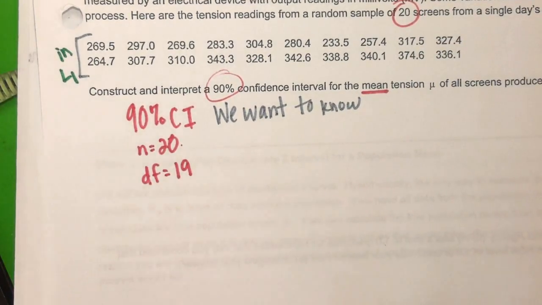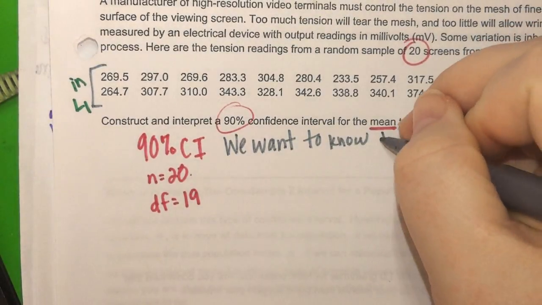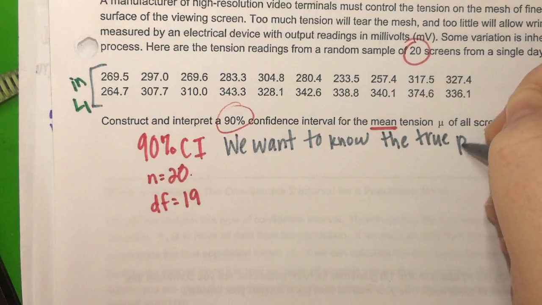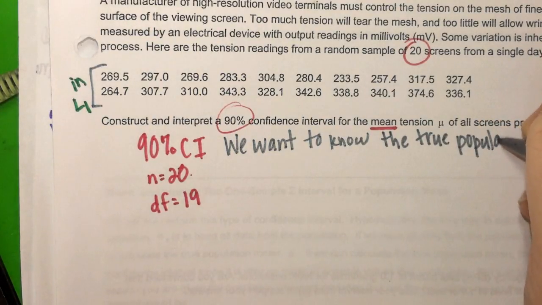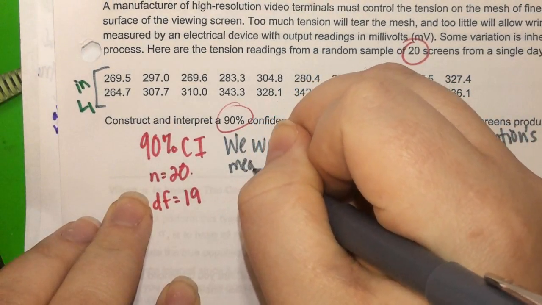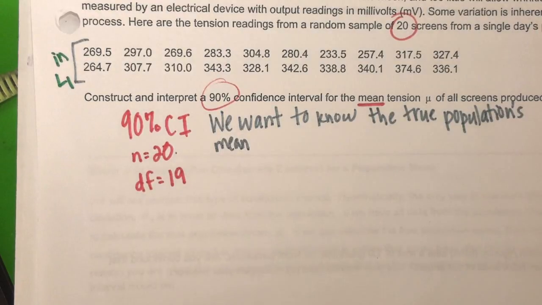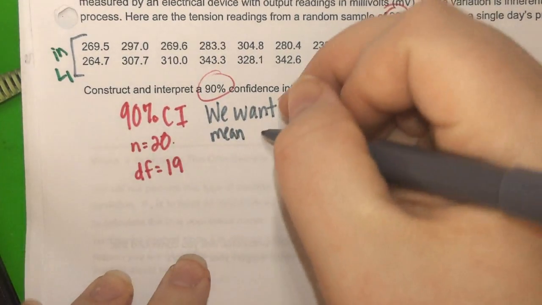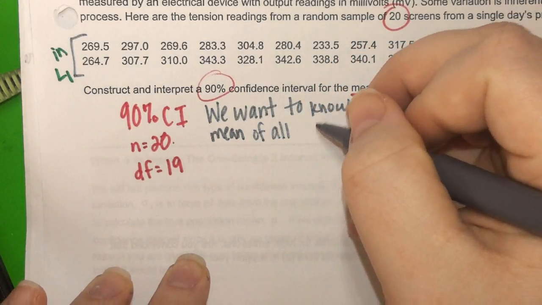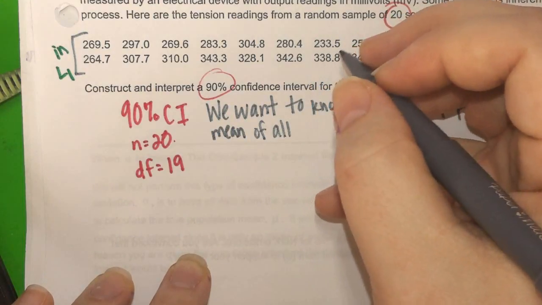What are we trying to figure out in this problem? Okay, we want to know the true mean, because we don't know the true population mean, for, he said, of all the video terminals produced this day. I like that. Video terminals? Is that what it was called? Yeah.